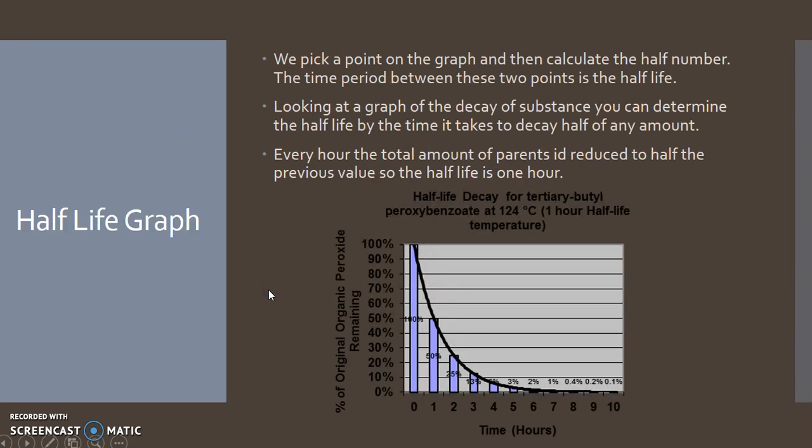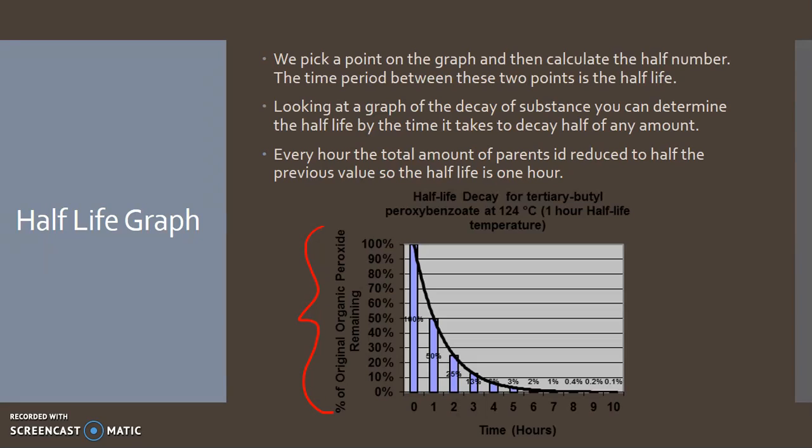So to represent this, you see the graph below. This is hopefully what your graph looks like for your lab. If you haven't done it already, this is a good way. This is the pattern you should see if you're doing it correctly. So what we can do is pick out a point on the graph and then calculate the half number. The time period between these two points is the half-life.